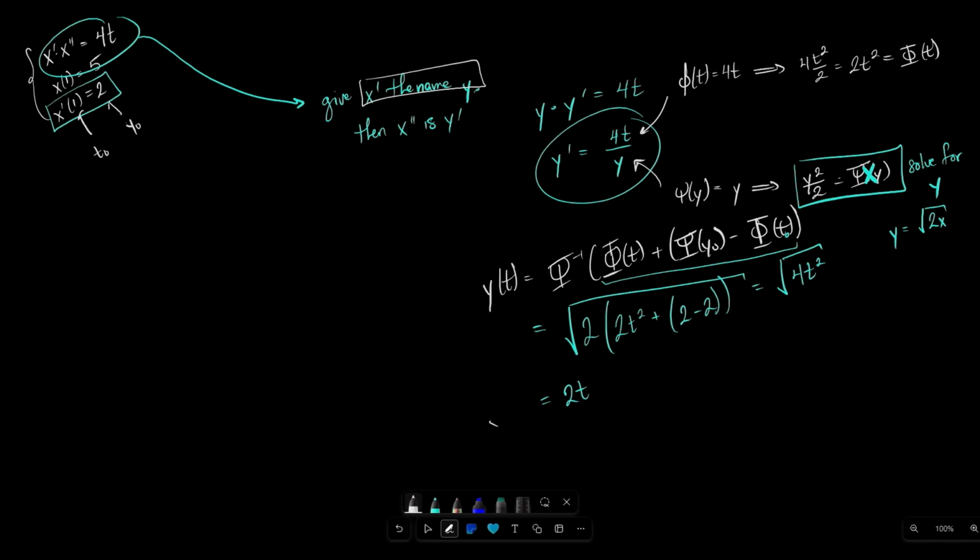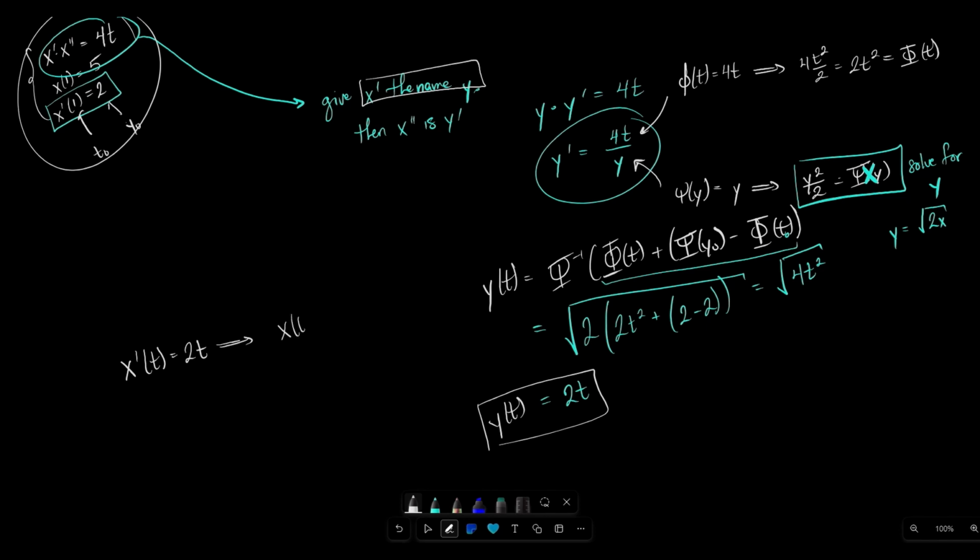All right, so that means y is 2t, but that's not what I was looking for. I was looking for x. We gave x prime the name y, so in fact, x prime of t is 2t. What does that make x? Well, we just have to take an integral now. Now we know what the derivative is equal to. We take an integral, and what do we get?